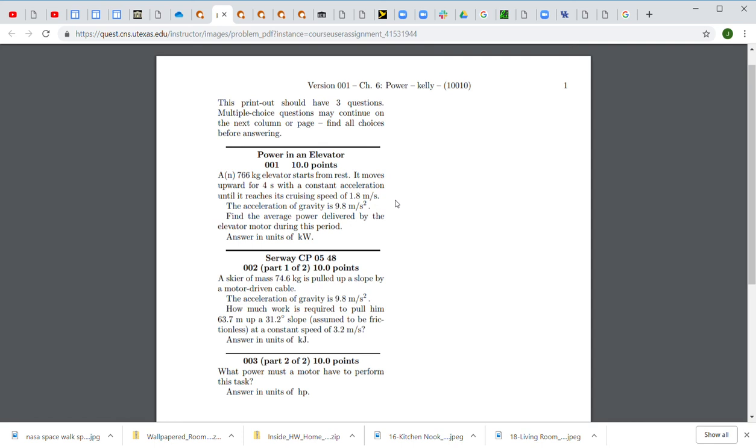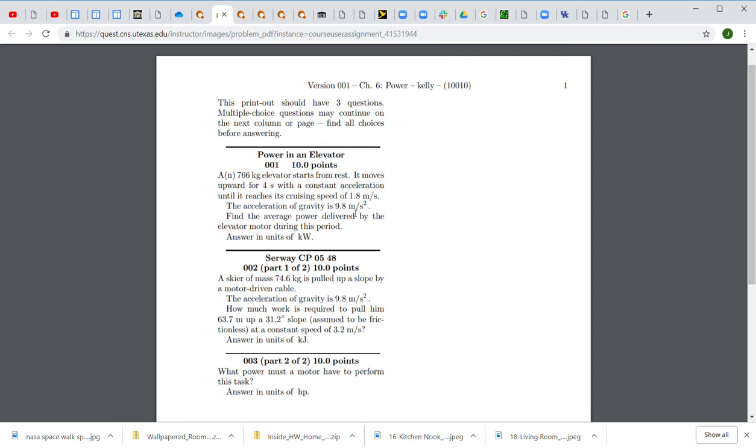So the free body diagram for the elevator has a weight force going down and the tension force going up, and they don't balance because it's accelerating upward. So the tension force minus the weight force, 766 times 9.8, is equal to the mass of the elevator, 766, times the acceleration that we calculated, and from that we can calculate what the tension in the rope is that's holding the elevator. That's the same as the force output by the elevator motor.